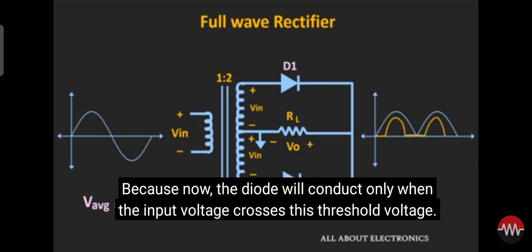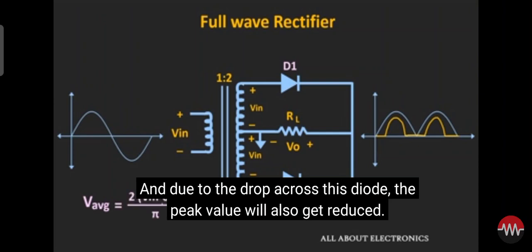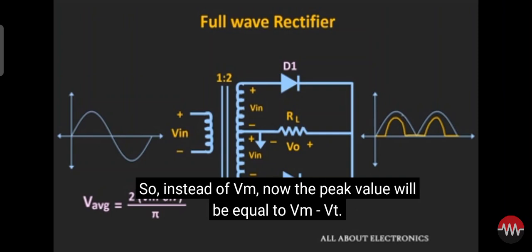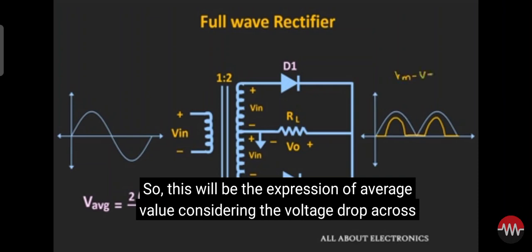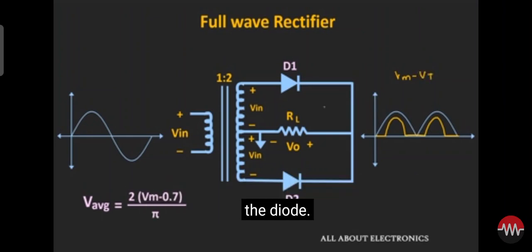Because now the diode will conduct only when the input voltage crosses this threshold voltage, and due to the drop across this diode, the peak value will also get reduced. So instead of Vm, now the peak value will be equal to Vm minus Vt. So this will be the expression of average value considering the voltage drop across the diode.